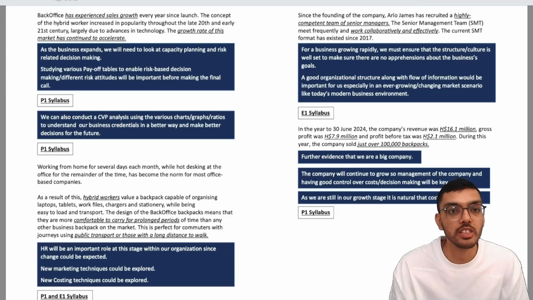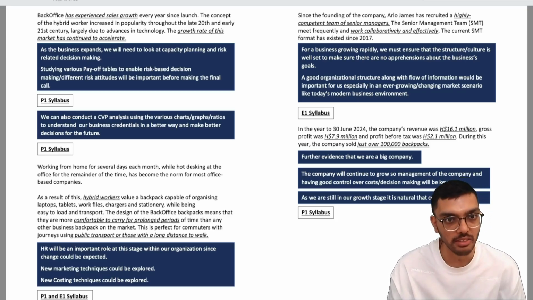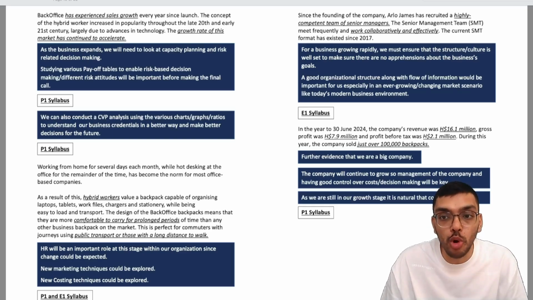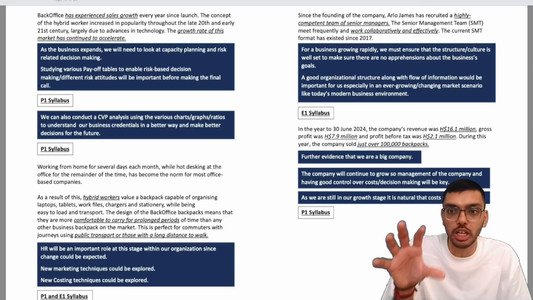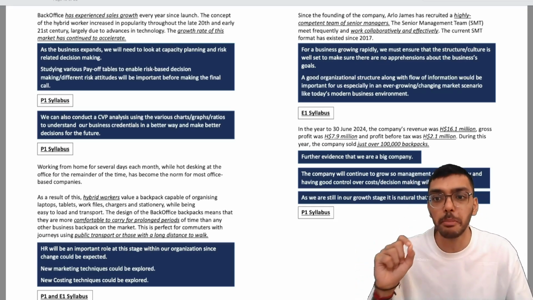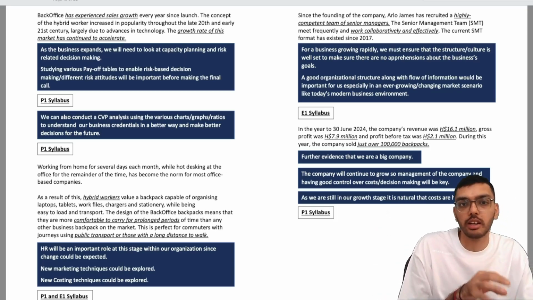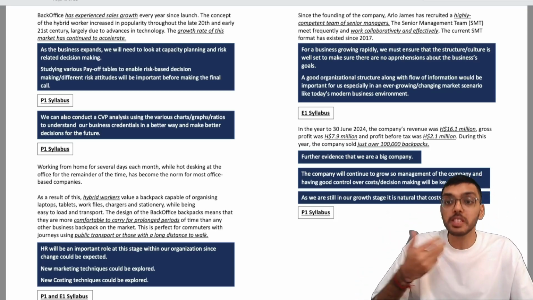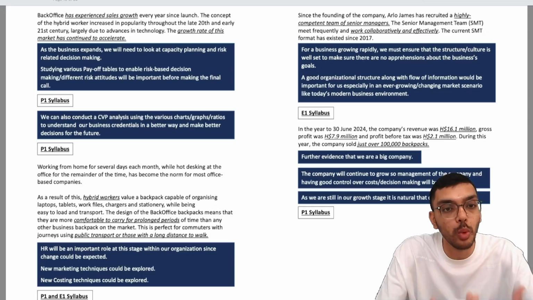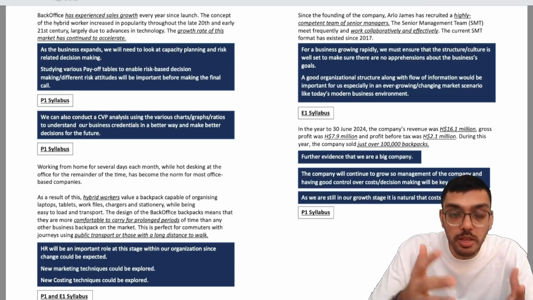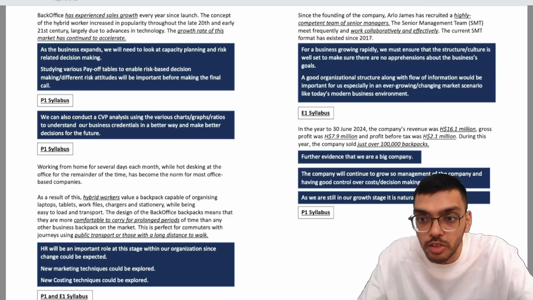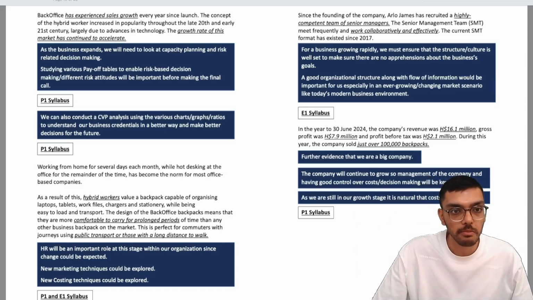We can also conduct a CVP analysis, cost volume profit analysis, using various charts, graphs, ratios to understand our business credentials in a much better way. So this becomes again your P1 syllabus, because if you don't know how to read a break-even chart, they'll give you the chart. If you don't know how to read a profit volume chart, they'll give you the chart. How to read it should be something that you know, which is again in your P1 syllabus. Because the business's sales are increasing, the business is growing, you will have these questions.